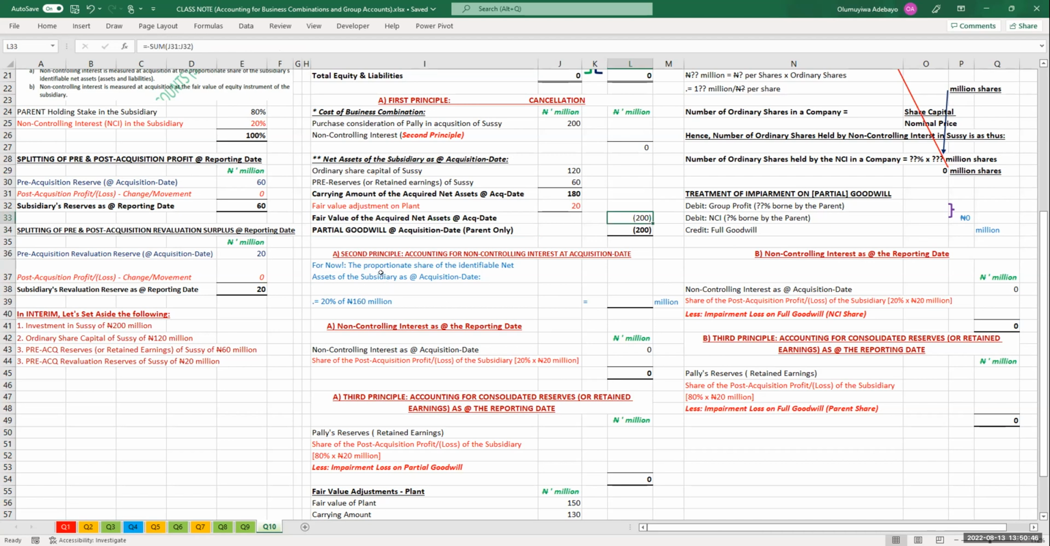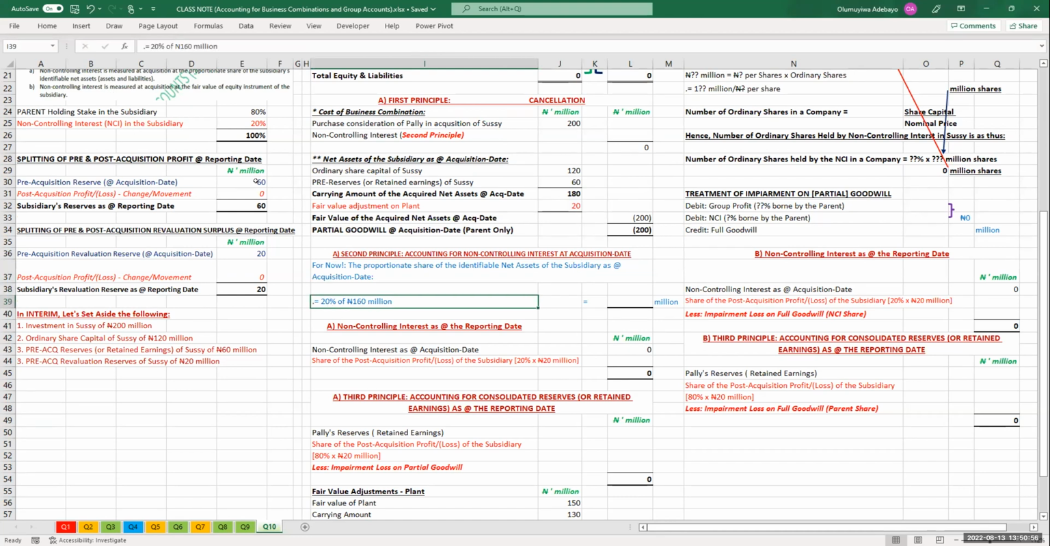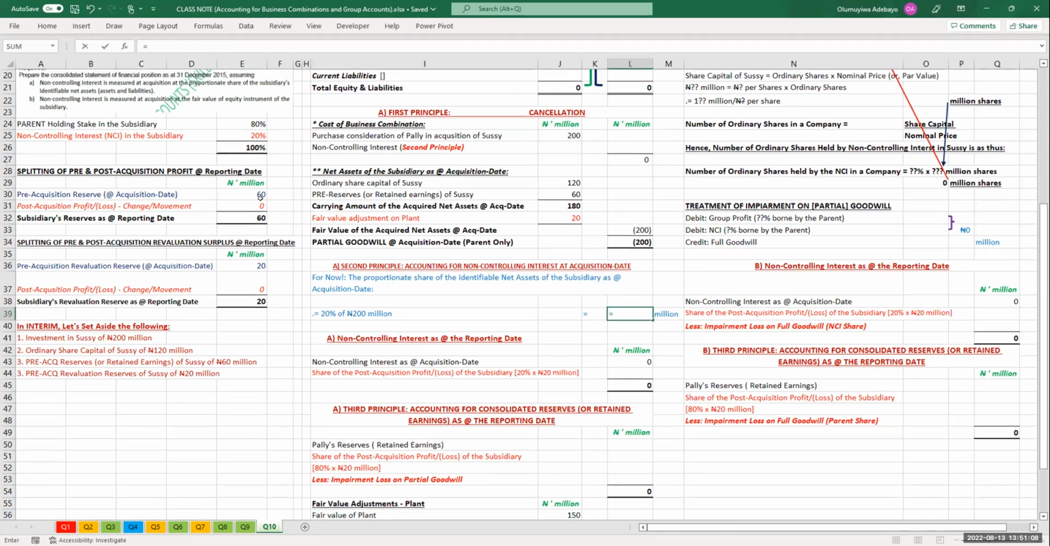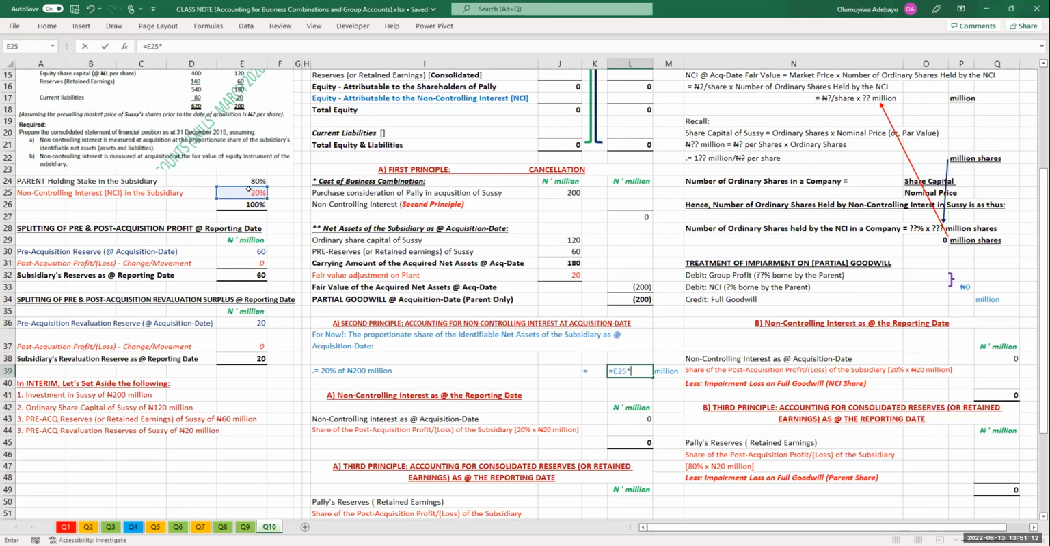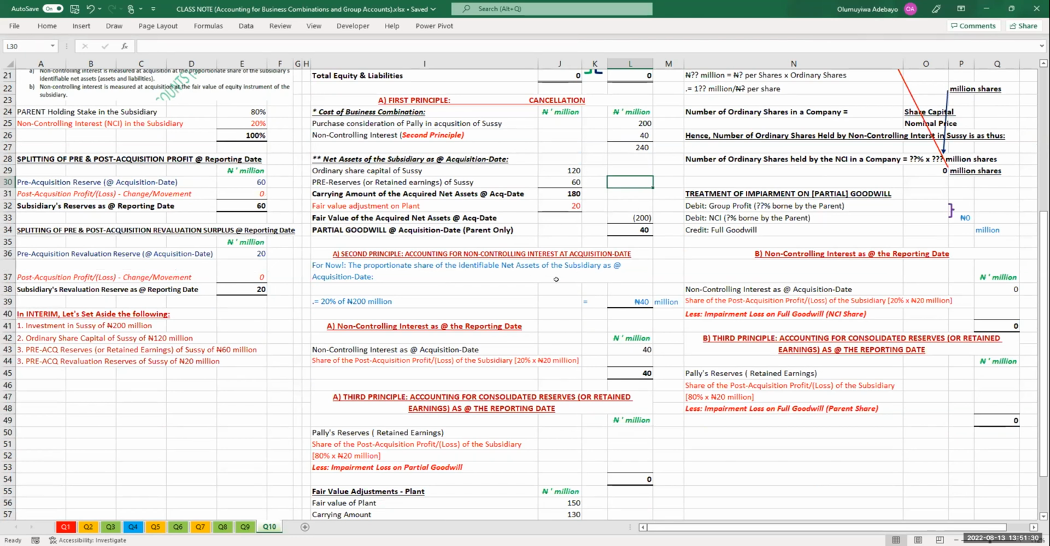At that point in time, I can come back to say NCI is measured as 20% being proportionate share of 200. And I'll come here and say the 20% multiplied by the 200 there, and that's 40. That 40, I can always bring it back here. And you see that I have the same situation, and that's just it.